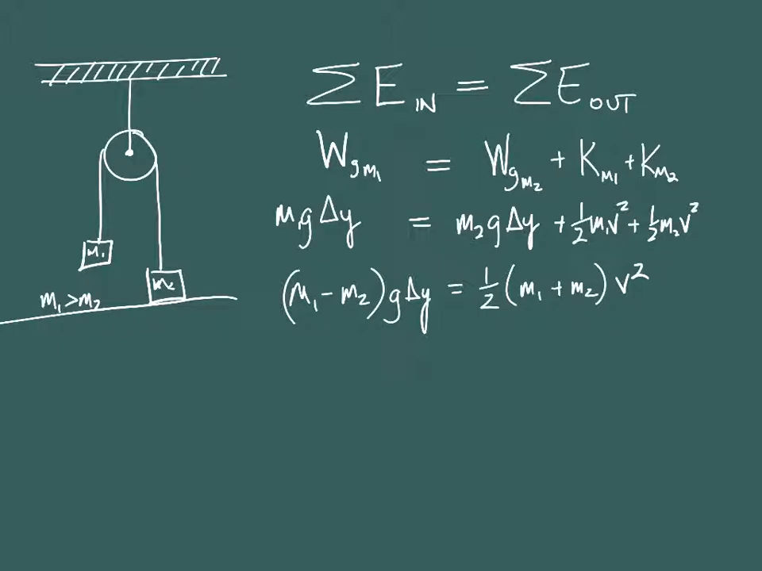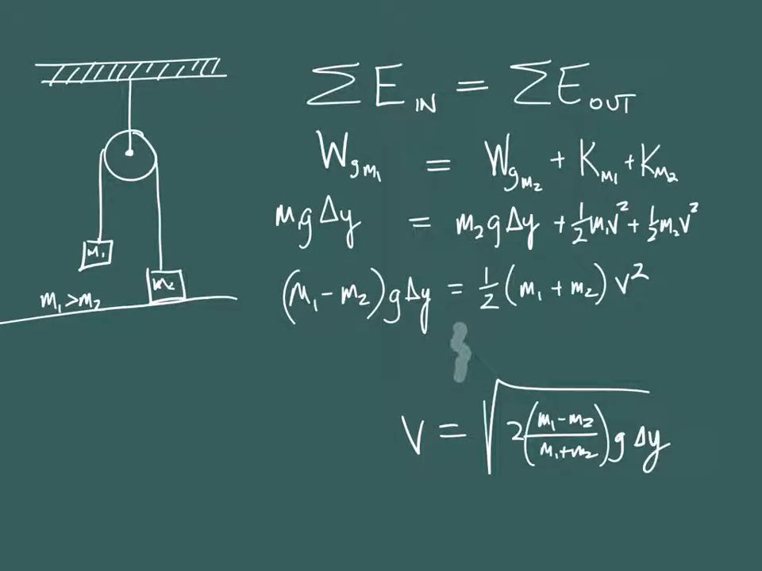And so as you can see on your handout, all of this boils down to V equals the square root of 2 times that mass differential fraction, G delta Y. And the forces equation was the same. We got the same answer by means of a force analysis as we did with the energy analysis.